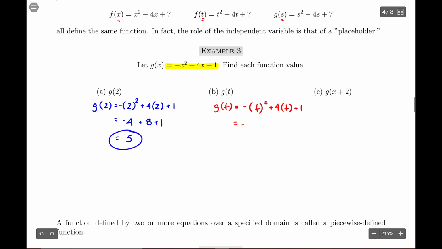And when we simplify that, we do end up with negative t squared plus 4t plus 1. And then our last one is we're evaluating this given equation at an expression. So we have g of x plus 2. And every instance of x in our equation, we replace it with x plus 2.